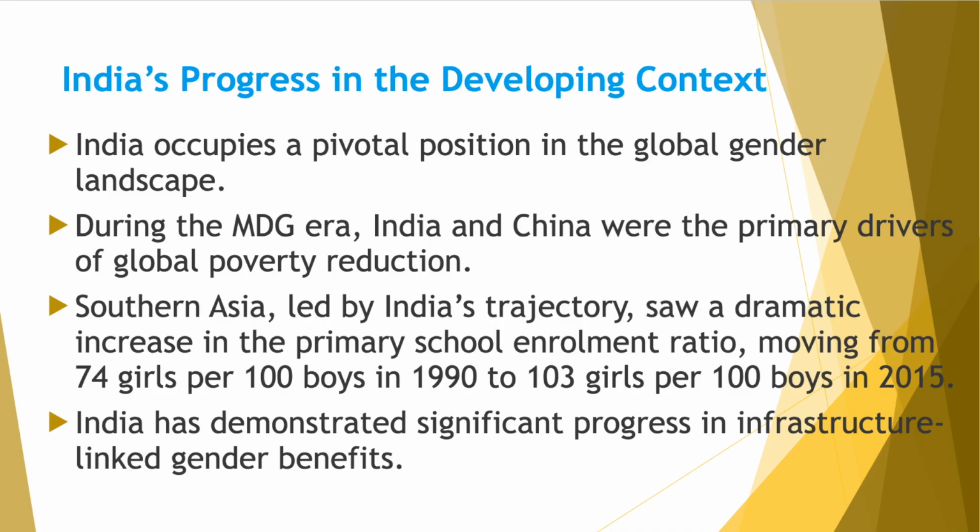During the MDG era, India and China were the primary drivers of global poverty reduction. Southern Asia, led by India's trajectory, saw a dramatic increase in the primary school enrollment ratio, moving from 74 girls per 100 boys in 1990 to 103 girls per 100 boys in 2015. And India has demonstrated significant progress in infrastructure-linked gender benefits.